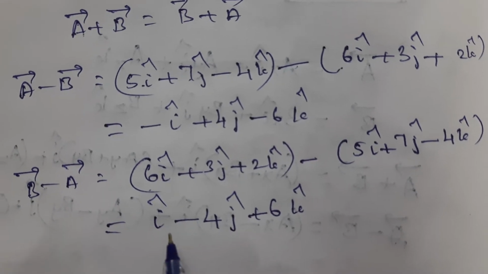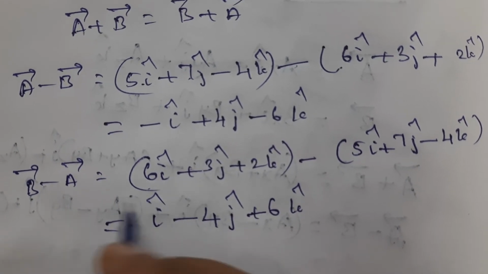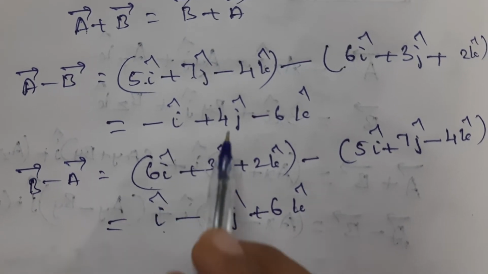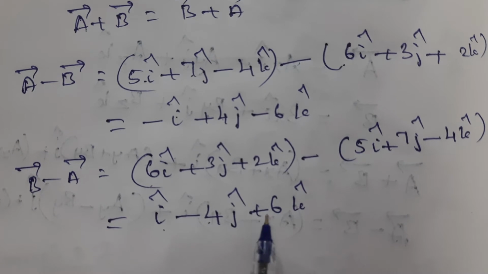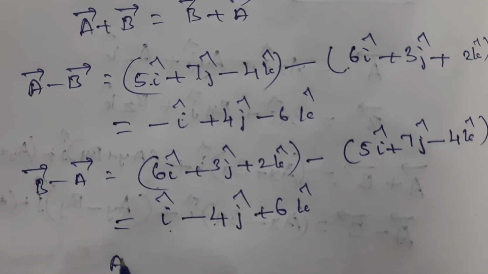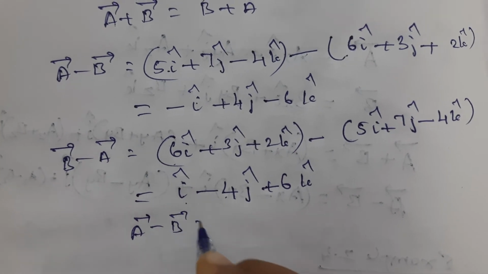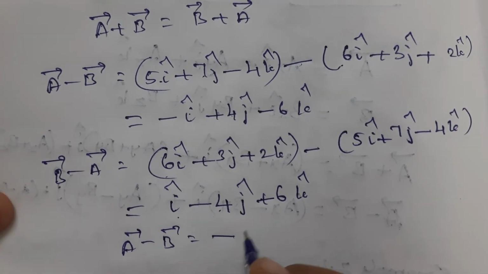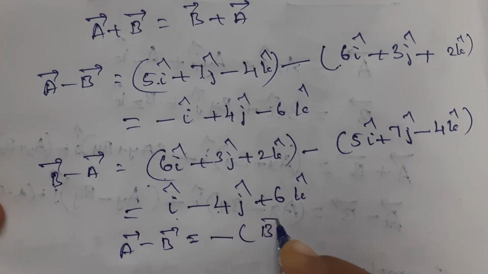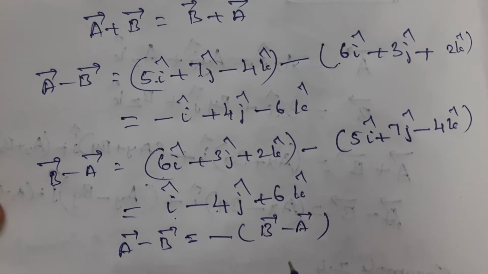So here a minus b and b minus a are opposite to each other: minus i plus i, 4 minus 4, minus 6 plus 6. So a plus b equals b plus a, but a minus b is not equal to b minus a. It can be written as a minus b equals minus of b minus a. This is opposite direction.